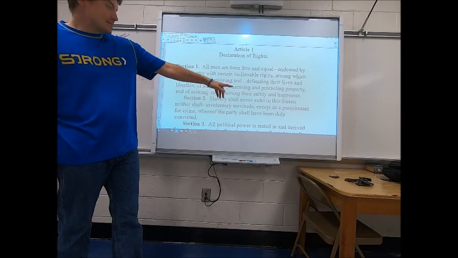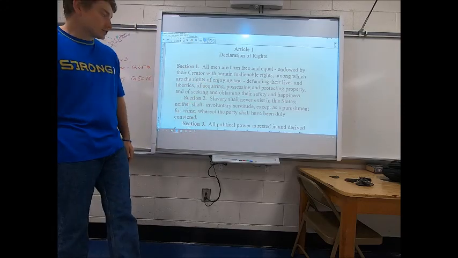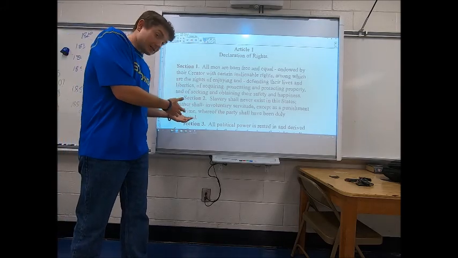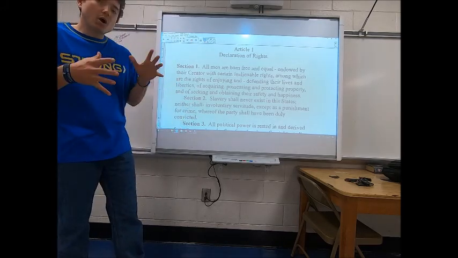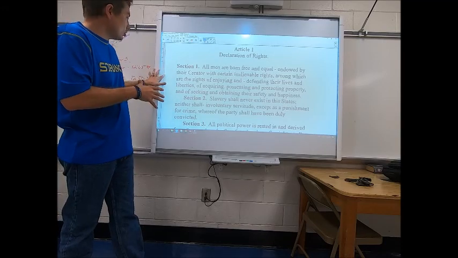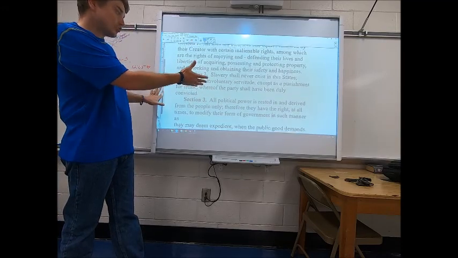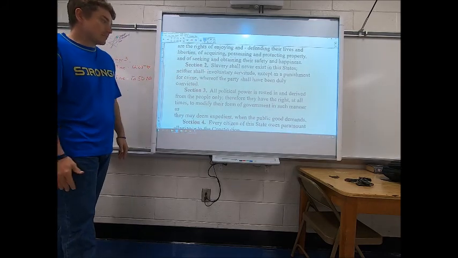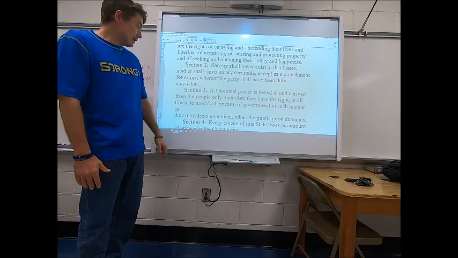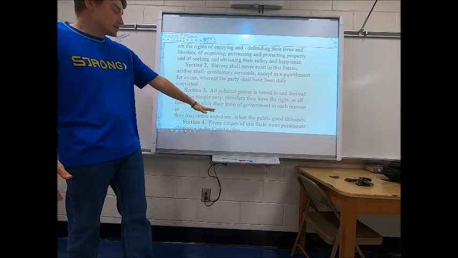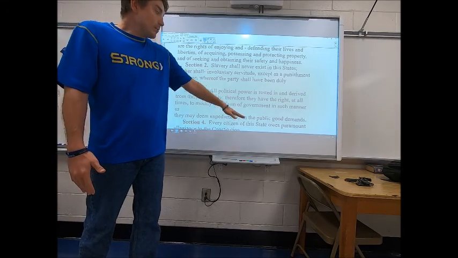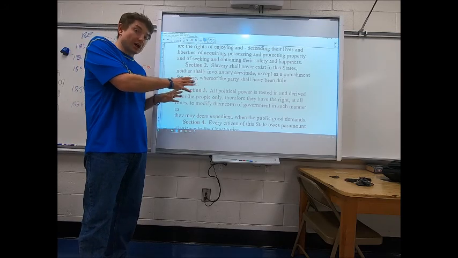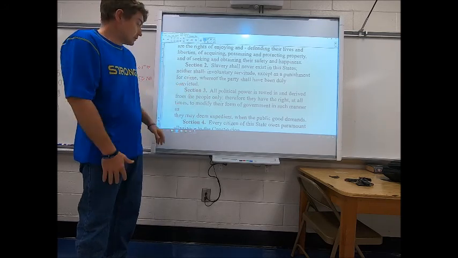Slavery shall never exist in this state, neither shall involuntary servitude, except as a punishment for a crime whereof the party shall have been duly convicted. That's the 13th Amendment. So we're taking parts of other documents and making them our own. All political power is vested in and derived from the people only. Therefore, they have the right at all times to modify their form of government in such a manner as they may deem expedient. That means convenient, when the public good demands. This is the idea of popular sovereignty. Also, it comes from the Declaration of Independence.